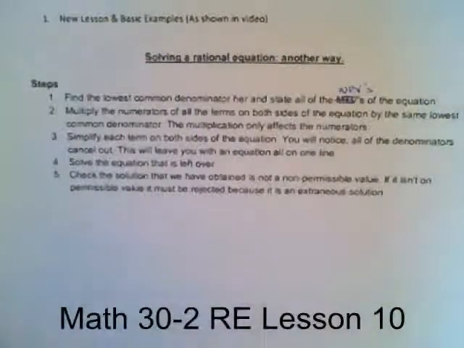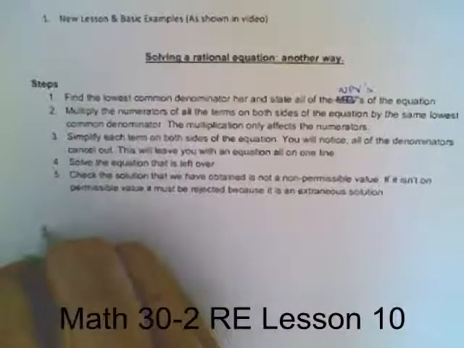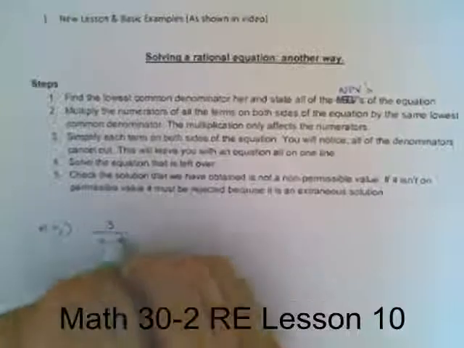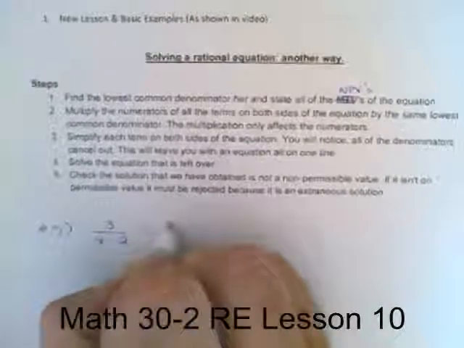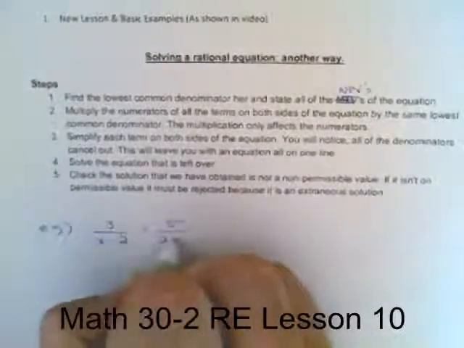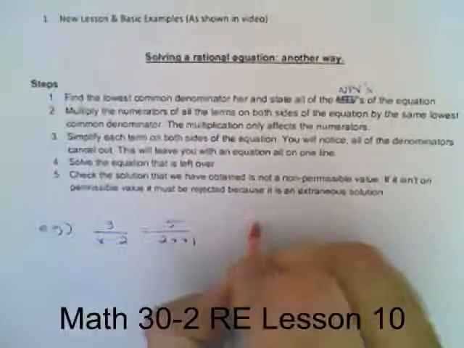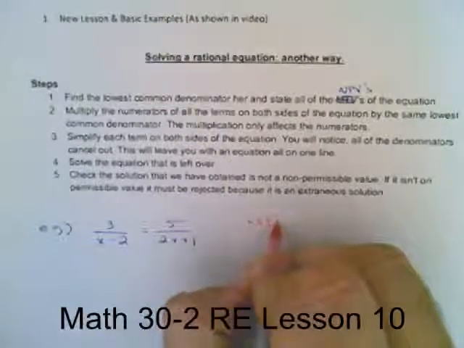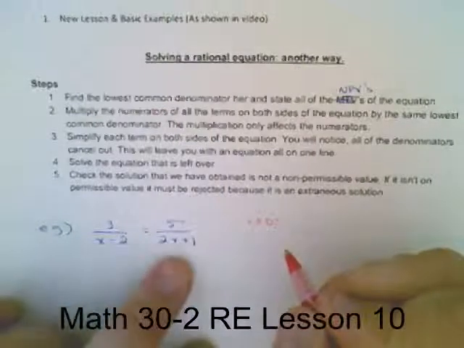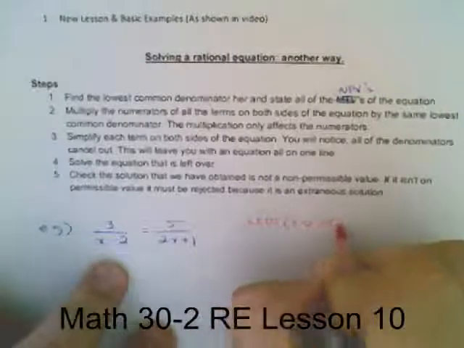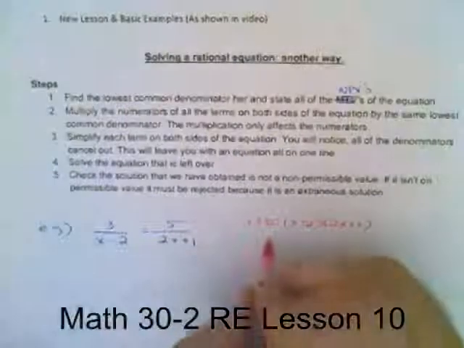So stealing a couple quick examples similar to the ones you had yesterday, e.g. 3 over x minus 2 equals 5 over 2x plus 1. Okay, I look at this. First thing I do is I look for my non-permissible or my lowest common denominator. There's an x minus 2. There's a 2x plus 1. Neither of those can be factored, so I'm going to use them both in my answer.